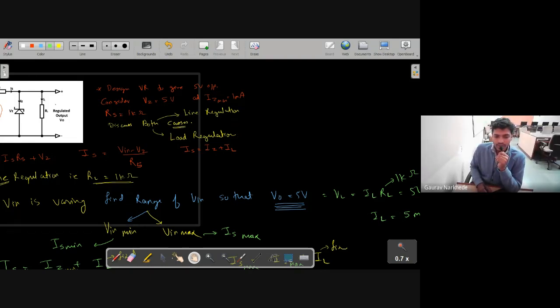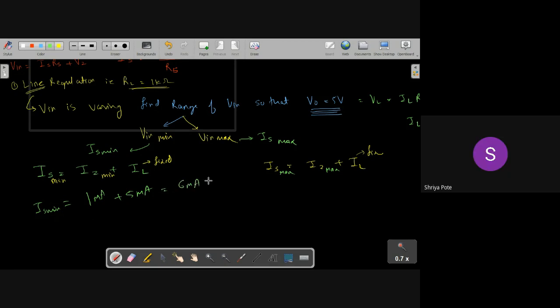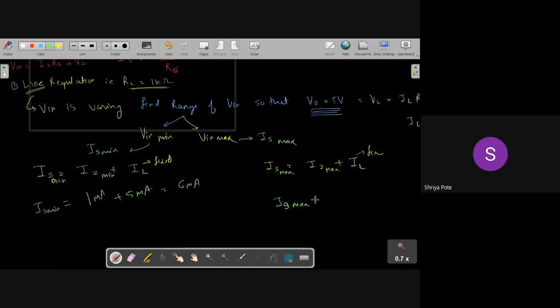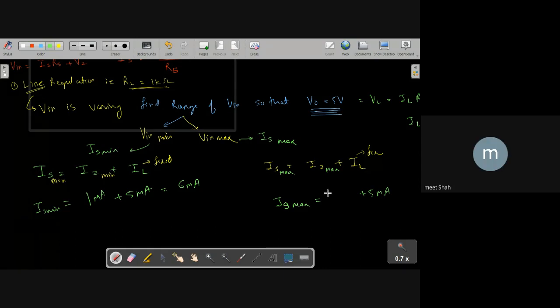This is given in the question, that is 1 milliampere, right? So IS minimum is how much? 6 milliampere. Similarly, can you find IS maximum? IL is 5 milliampere. IZ maximum is needed.